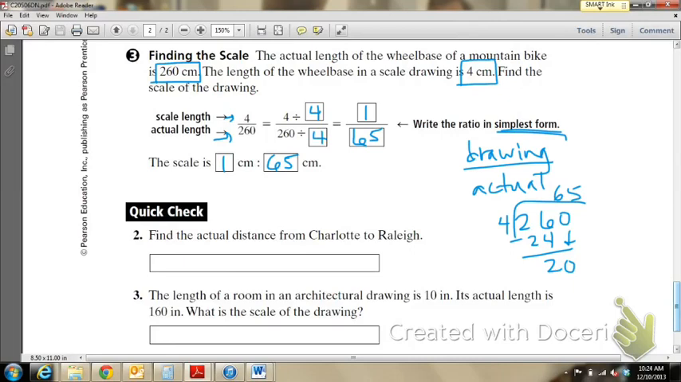And in Quick Check 3, the length of a room is 10 inches. If the actual length is 160, what is the scale? So you're going to model Quick Check 3 after example 3 and remember to reduce your fraction. So pause the video and try those quick checks and we'll check your work in class.